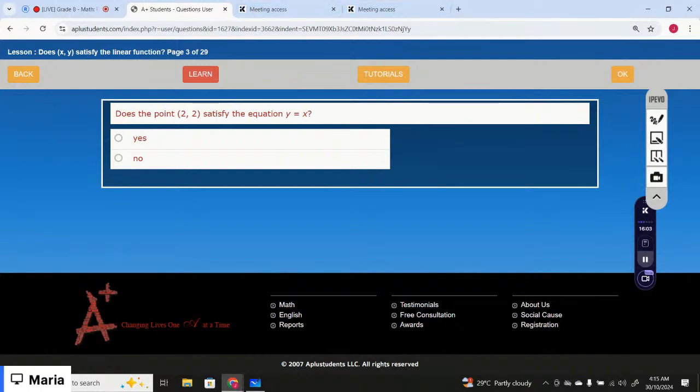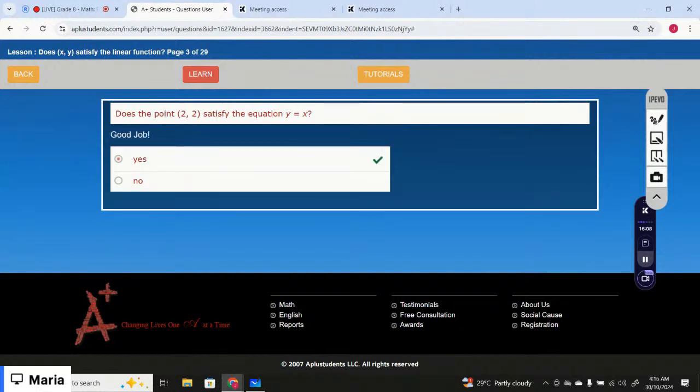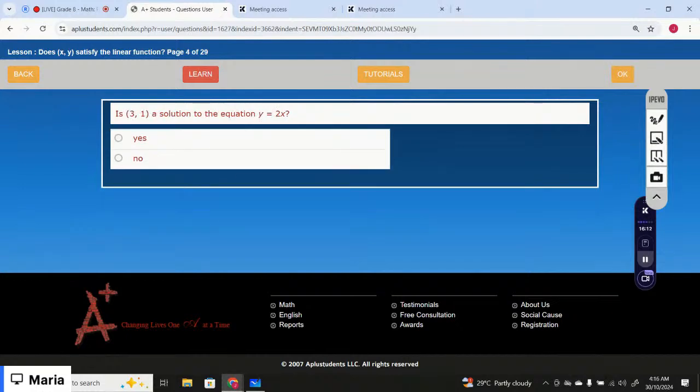The correct option is yes, they are. The point satisfies the equation, right? The correct option is yes. Does the point (3, 1) is (3, 1) a solution to the equation y equals 2x? Which is the correct option?